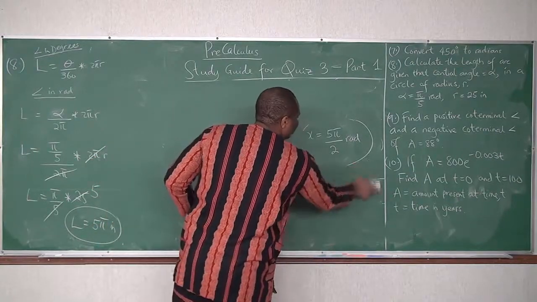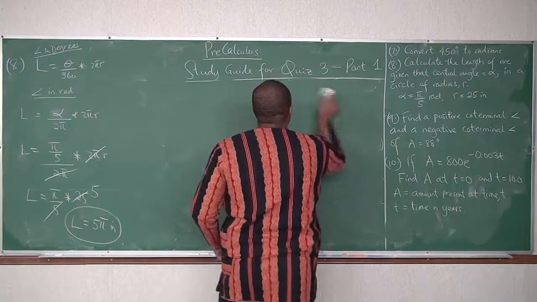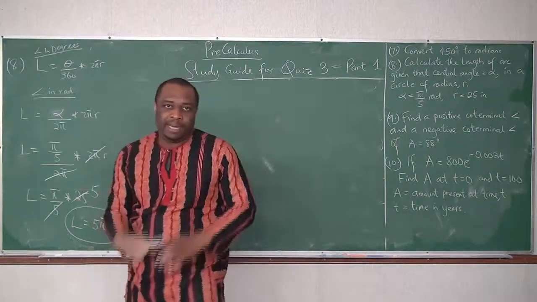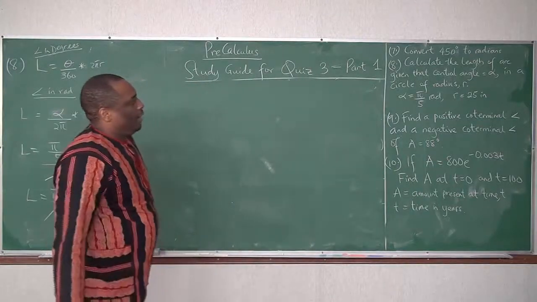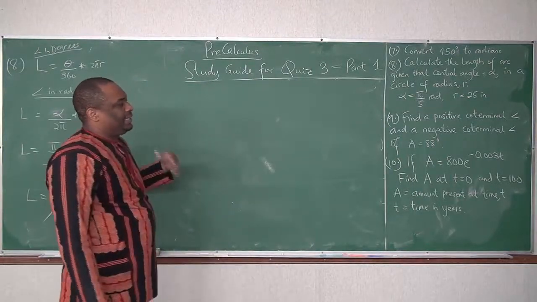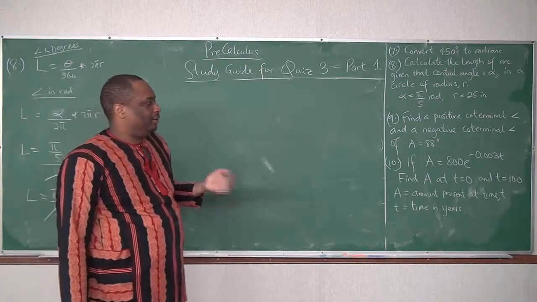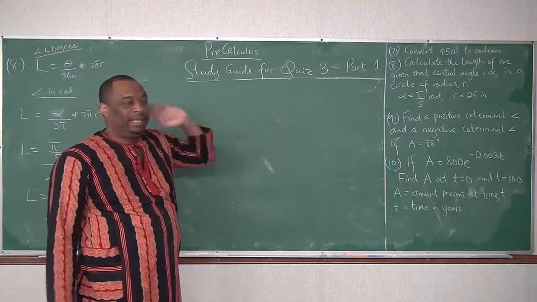Question 9 deals with coterminal angles. Please, you need to view my videos on that, and you view my videos also on this, length of an arc. Alright, coterminal: find a positive coterminal angle and a negative coterminal angle of the angle 88 degrees.